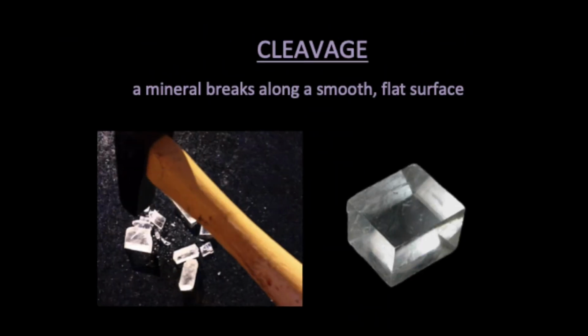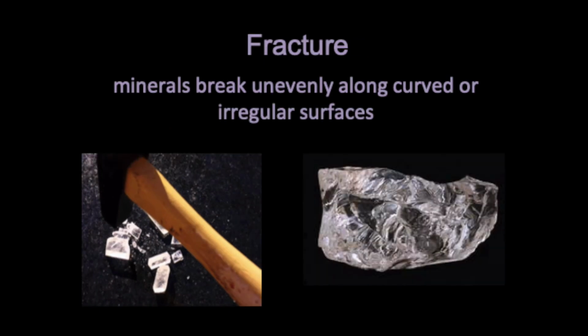In addition to the streak plate test, we also take a look at how the mineral breaks. If it breaks along a very clean and smooth plane, it is said to have cleavage. As you can see in this picture, this mineral breaks very cleanly, and it has a symmetrical break on either side, and this is known as cleavage. Some minerals break unevenly and along curved or irregular surfaces. This type of break is called fracture, and this sets some minerals apart from those who have cleavage.